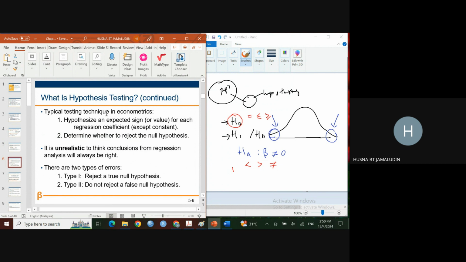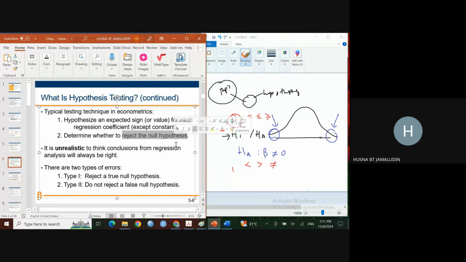Okay, typical testing technique in econometrics. First, you have to hypothesize the expected sign for each regression coefficient. So of course, when you have your equation, you have to somehow have the a priori expected sign. You want to expect negative or positive on the dependent variable. And then you want to determine whether to reject the null hypothesis. So you have to remember you will always want to reject the null hypothesis.